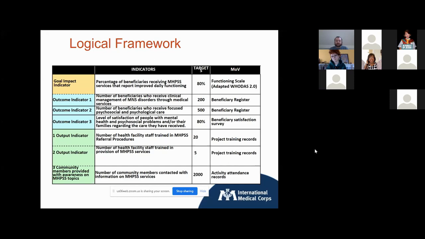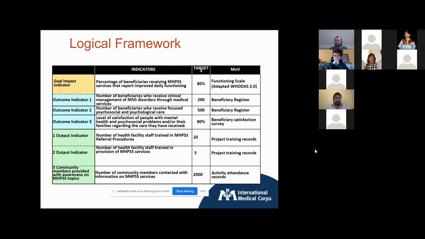Outcome indicator three: level of satisfaction of people with mental health and psychosocial problems and/or their families regarding the care that they received. This is the qualitative indicator that is used here for this outcome. And we measure this through beneficiary satisfaction surveys. Again, you can find examples that can be adapted within the ME framework. We use a survey with beneficiaries. We take a sample, let's say on a quarterly basis. And we use the results of this sample of people who have completed the satisfaction survey to generate the results.